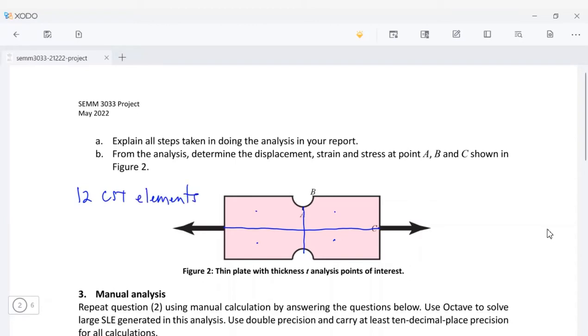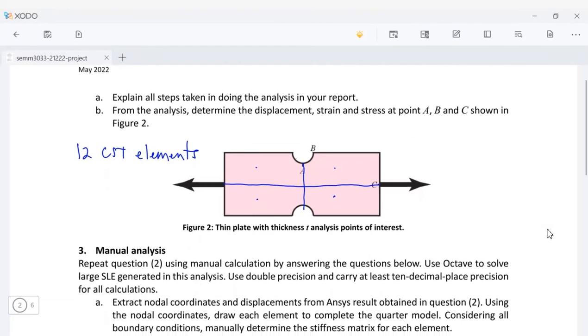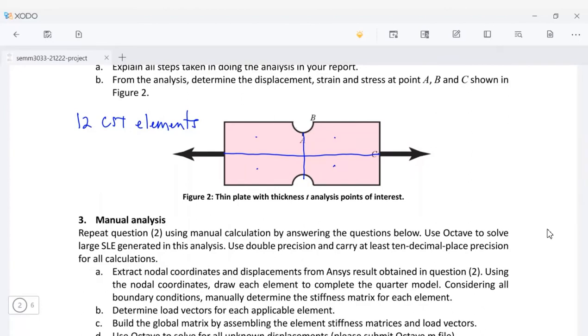12 CST elements. So now what you want to do is to use manual analysis. Basically, for the manual analysis, you need to find all the stiffness matrices for all elements. Element 1, element 2, element 3, element 4, and so on. Okay, so this will be huge. So repeat question 2 using manual calculation by answering the question below. Use Octave to solve large SLE.